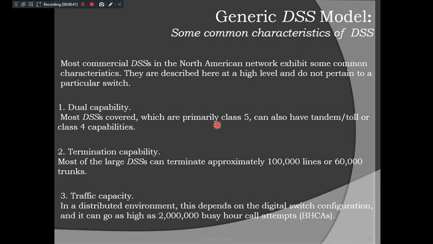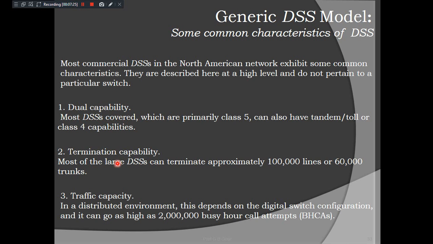Okay. So dual capability. Most DSS covered, which are primarily of class 5 type, can have tandem or toll or class 4 capabilities. Class 5 will have only tandem or toll trunks, whereas class 4 capabilities will have junction circuits and trunk circuits. All these things you already studied in module 1. That is called dual capability. That's why you have seen in most of the block diagrams of the basic calls they are duplicated, written at the corner, meaning the switch's function will be similar, it will be duplicated, circuit packs will be duplicated. That is the first property, known as dual capability.